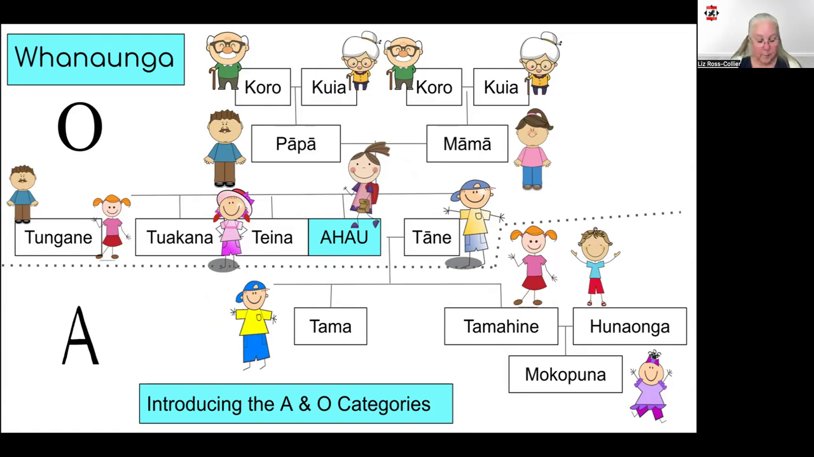Example, if I was to talk about my mother, I would say tōku mama. My father, I would say tōku papa. My sister, tōku tuakana, and so on. Unlike the R category relating to people that are generations that come after our own, the O category relates to generations that have come before us. It's not about age or someone being older or younger. It's all about the generation.